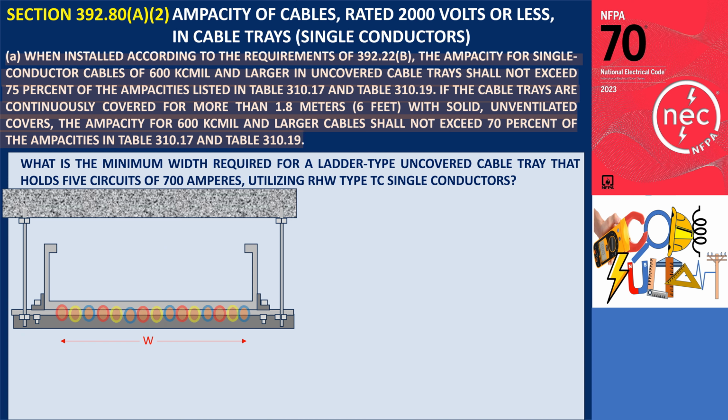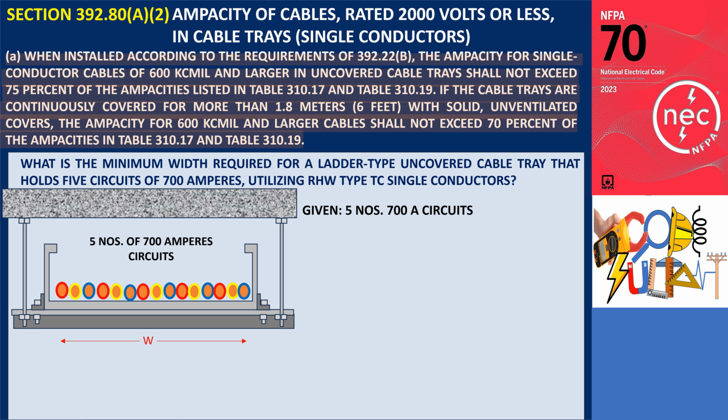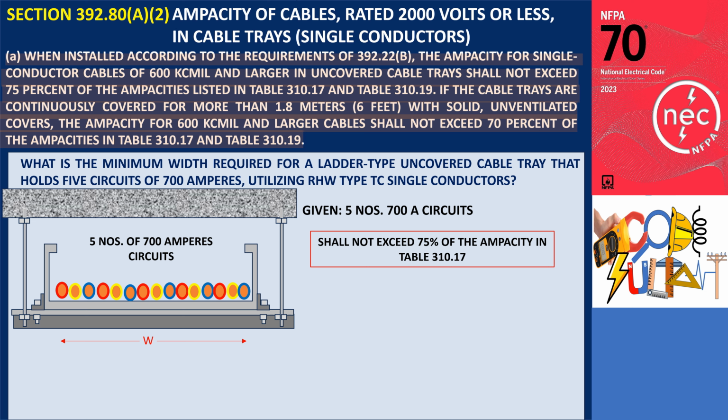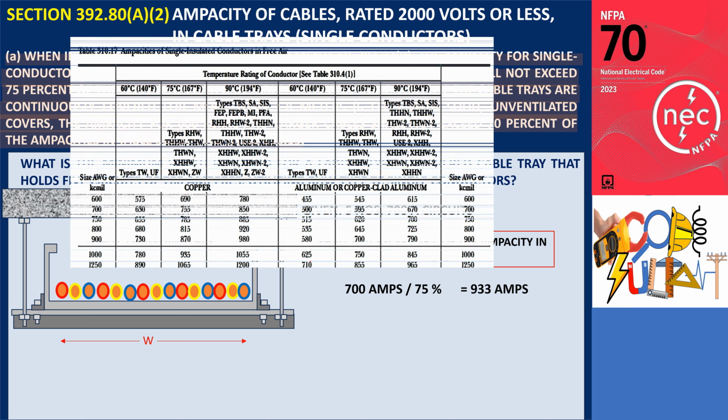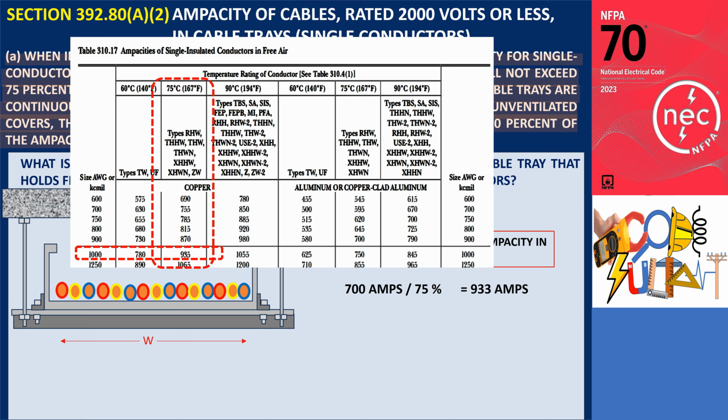Now, let's determine the minimum width needed for a ladder-type uncovered cable tray that accommodates 5 circuits rated for 700 amperes, using RHW type TC single conductors. These cables will be arranged in a single layer. To identify the appropriate conductor size for the 700 amp circuit based on Table 310.17, we need to consider a maximum of 75% of the listed ampacities. Dividing 700 amperes by 75% results in 933 amperes. According to Table 310.17, a 1000 kcmil RHW conductor, which is rated at 935 amperes in the 75 degrees Celsius column, is suitable for this application.